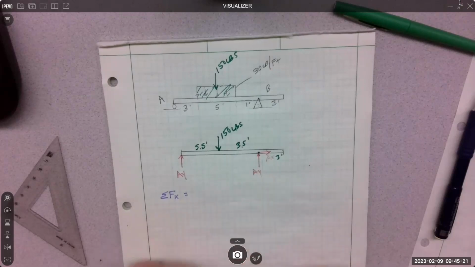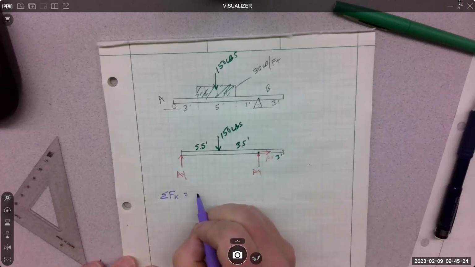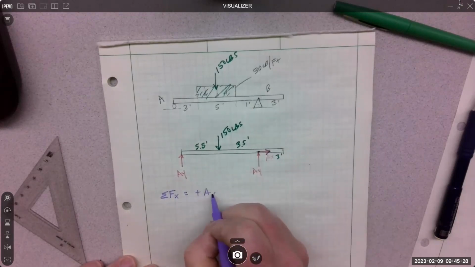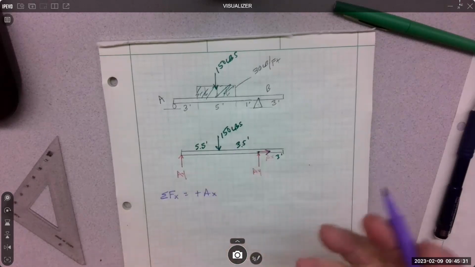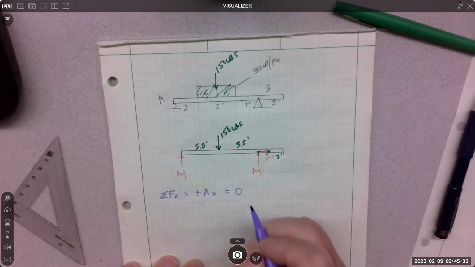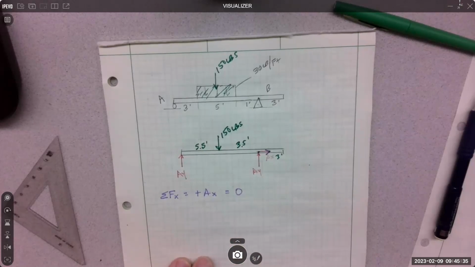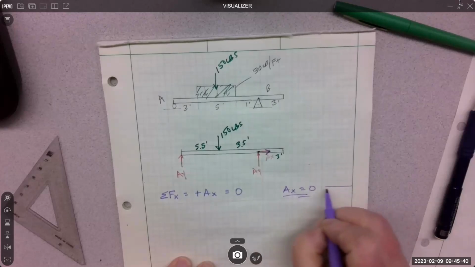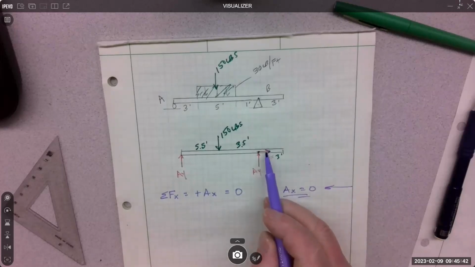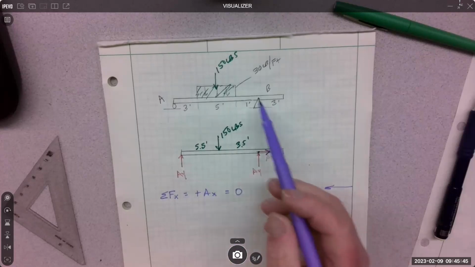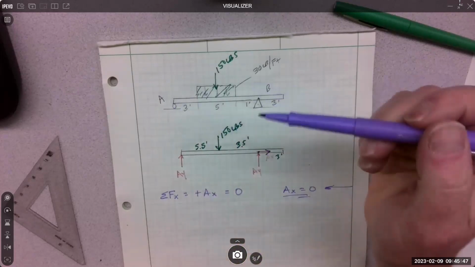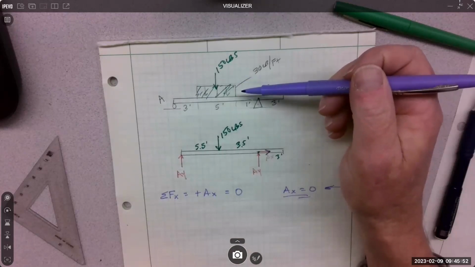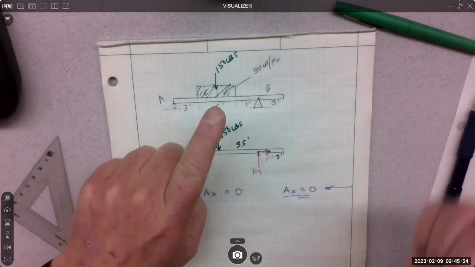There's this one. I pointed it to the right, so it's positive, plus AX. And if there's no other forces, that's it. You set your equations equal to 0, so that means that AX is equal to 0. That makes sense because there's no other force in the X direction, which means there are just no X forces under this loading condition, right? Loading conditions can change, so we're just looking at one loading condition.